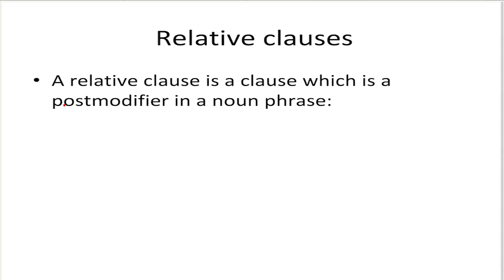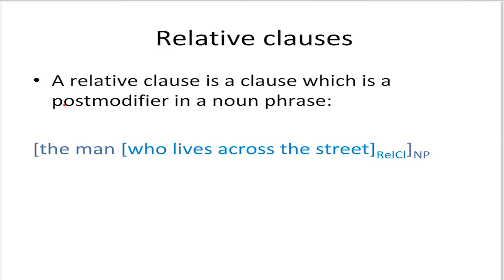A relative clause is a clause which is a post modifier in a noun phrase. In other words, it comes after the head noun and says something more about it. In the noun phrase, the man who lives across the street, who lives across the street is a clause which post modifies man. It says something more about the man.